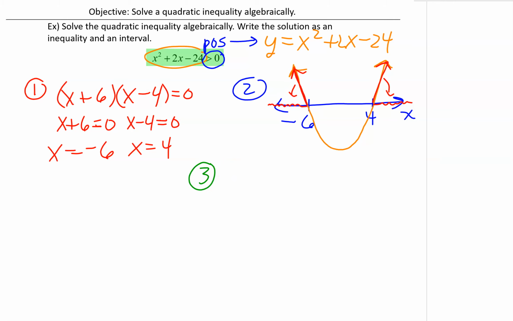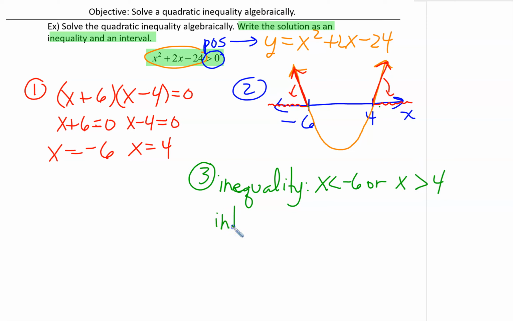So notice here, up here it says that we want to write our solution as an inequality and as an interval. Make sure you know which one is which. So your inequality notation would be with your less than and greater than symbols. So you have two intervals here. These numbers are to the left of -6, so that means they're smaller. So x is less than -6, or these numbers are to the right of 4, so that means they're greater than 4. So x greater than 4 is that second section.